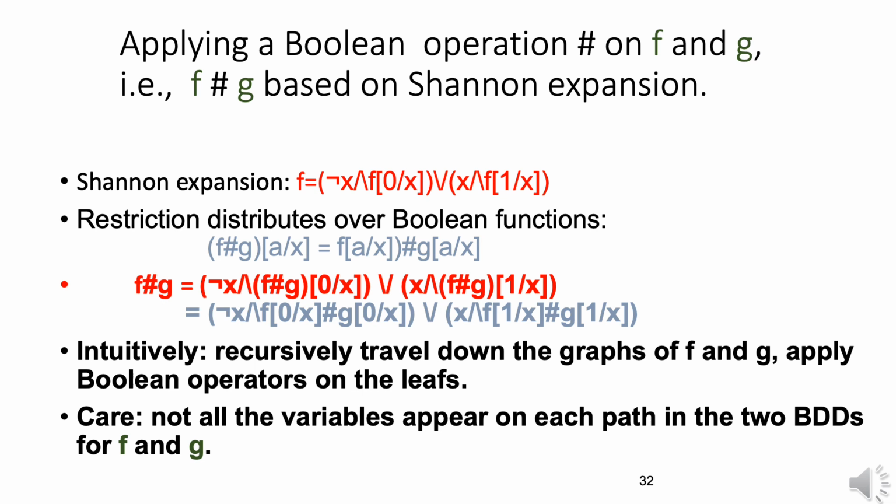We obtain a formula that can be read intuitively as follows. In order to calculate f hashtag g, we need to apply hashtag recursively on the low successors of f and g respectively, and on the high successors of f and g respectively. When f and g are Booleans, meaning that they are leaves, then we just apply the Boolean operator, whether it is AND, OR, XOR, NAND, whatever. We need to take care that not all variables appear on each path in the two BDDs.